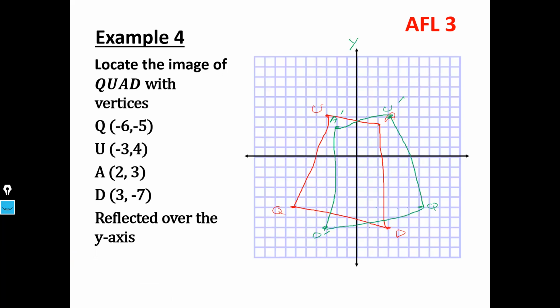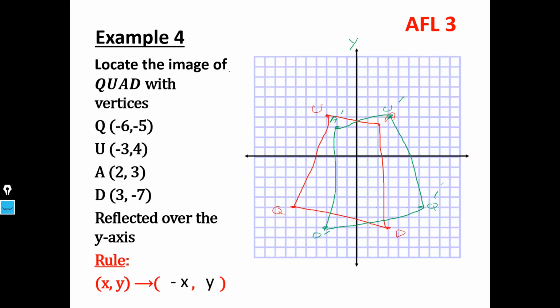So you got that this is a reflected shape of QUAD into Q dash, U dash, A dash, and D dash along the y-axis. Now the rule is again opposite to that. That rule is negative x and y.